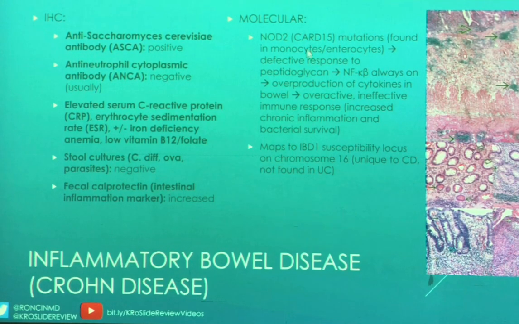And the molecular, so the mutation that's known to be found in Crohn's is this NOD2 CARD15, and basically what that relates to is it keeps your NF-kappa B always on, so you get this overproduction of cytokines, which is a pro-inflammatory response, right? So we get this really ridiculous, over-the-top inflammatory response, but it's not really effective.